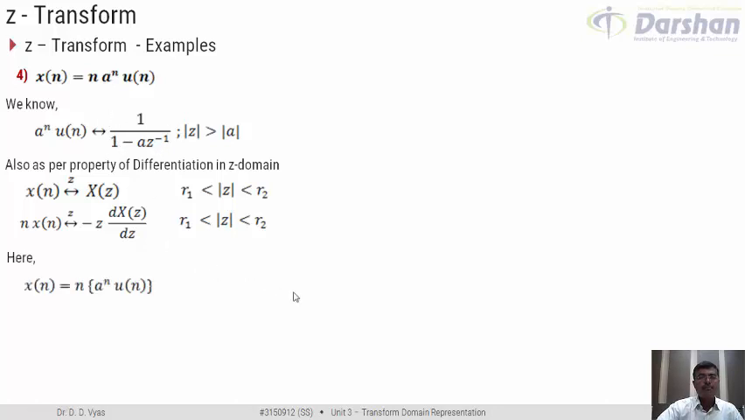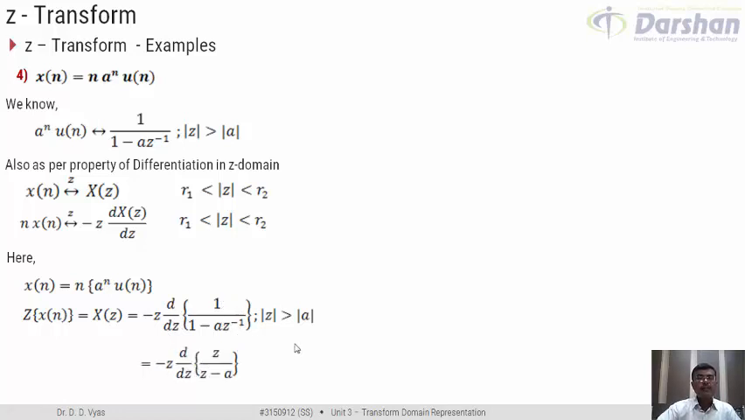So let us see this: x of n can be seen as n into this particular term. In that case, the Z transform of x of n, that is x of z, would basically be minus z d by dz of the Z transform of this, which is written here. Because we have to differentiate this term, it would be more convenient to represent it in terms of positive powers of z rather than negative powers. So I write 1 upon 1 minus a z inverse as z upon z minus a.